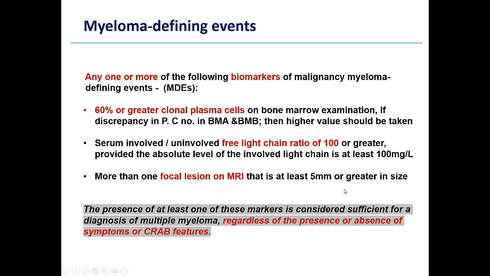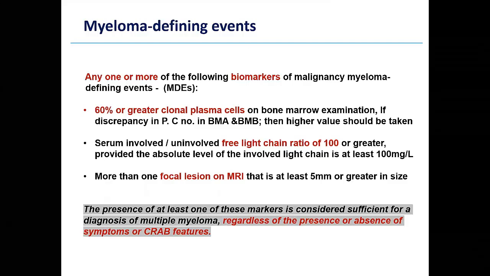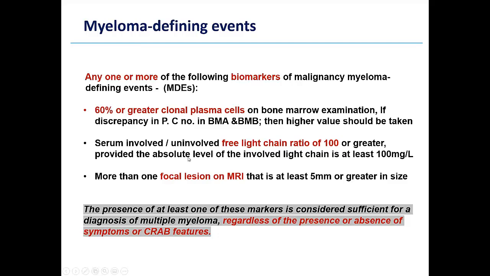Now what is important is that these are three markers or myeloma defining events. The presence of at least one of these biomarkers is considered sufficient for a diagnosis of multiple myeloma, even if CRAB features are not there. So that means these have much more importance than the CRAB features. Earlier we used to take CRAB features into account, but now what we take into account is myeloma defining events. One of them only is good enough for us to diagnose a case as multiple myeloma.